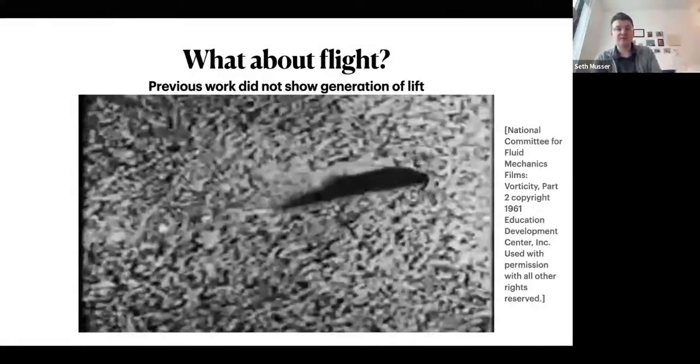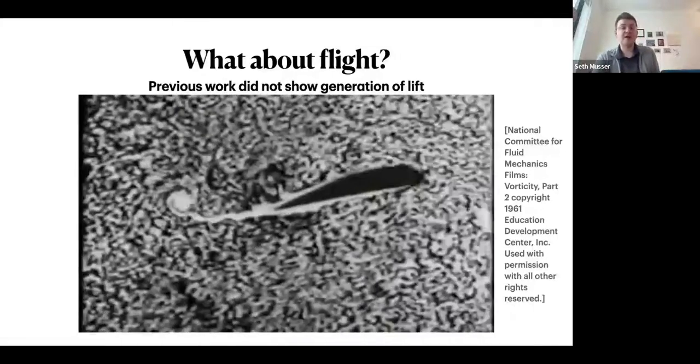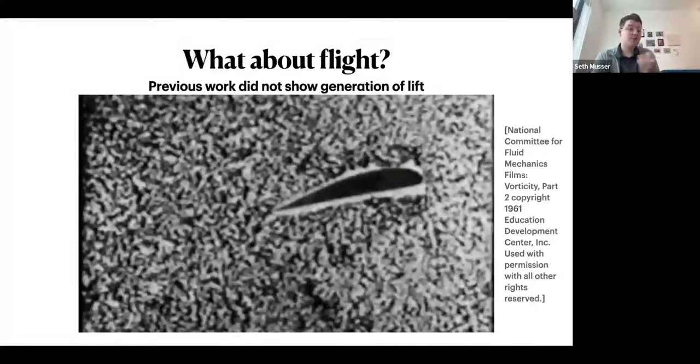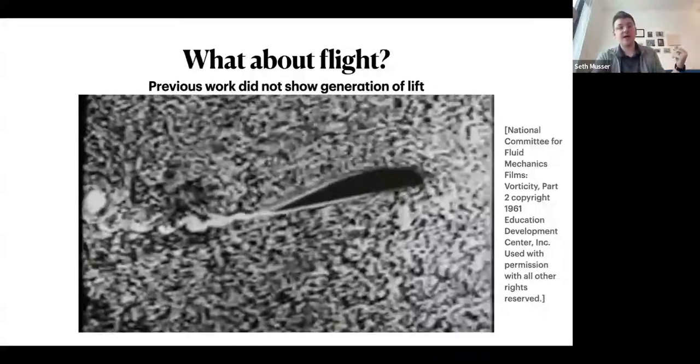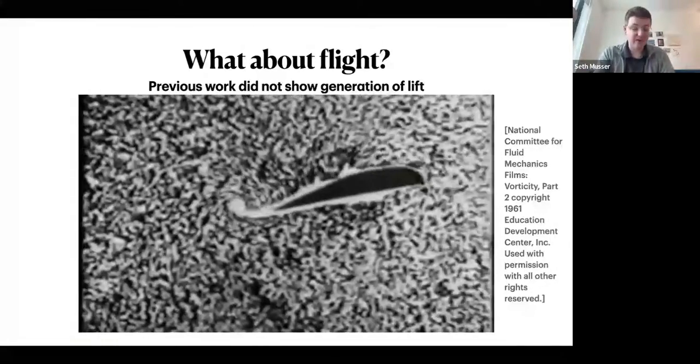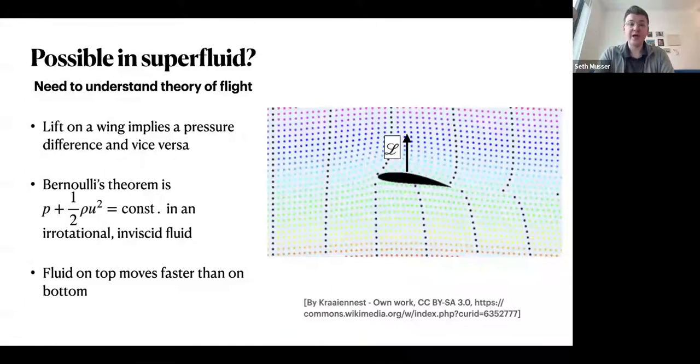Okay, and now I want to jump away from superfluids and talk about the theory of flight so we can understand what might be challenging about generating lift in a superfluid and how we might go about that. What might we expect? Before we understand whether it's possible to generate lift, we need to think a little bit about the theory of flight.